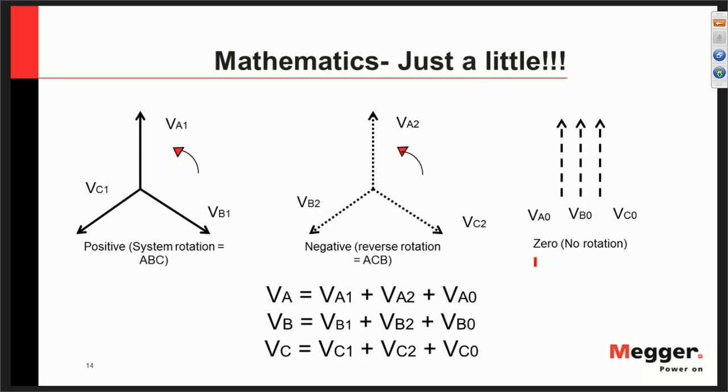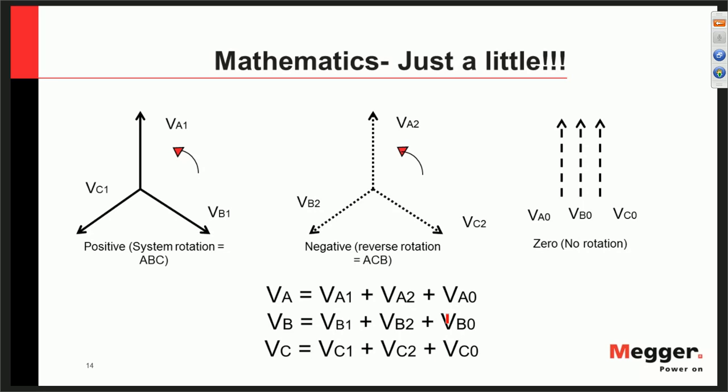But there's a problem we have here. As I said, VA, VB, and VC are the known variables. We know them from the PTs. We are measuring them for the power system. But we don't know these 6 quantities. So I have 3 equations, but I have 6 variables, which means I cannot solve all these equations.